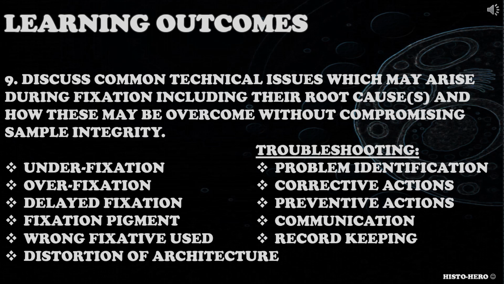The ninth learning outcome is for the candidate to discuss common technical issues which may arise during fixation, including their root cause, and how these may be overcome without compromising sample integrity. What are the common issues arising during fixation? How can they be overcome? Consider under and overfixation, delayed fixation, fixation pigments, or distortion of architecture, use of wrong fixative and so on. Also consider steps during troubleshooting like problem identification, corrective and preventive actions, communication and record keeping.